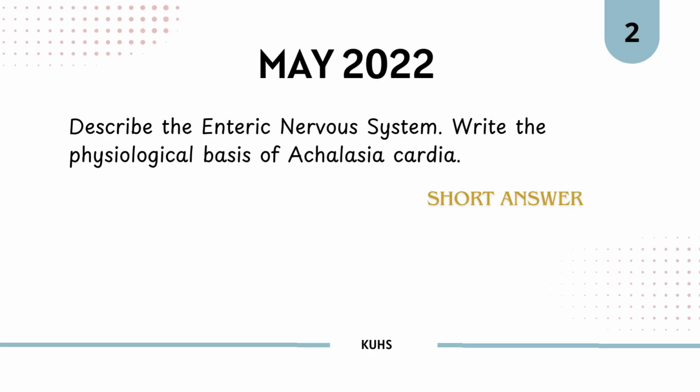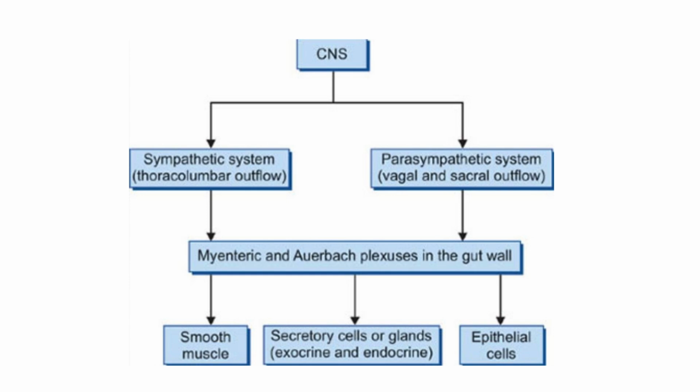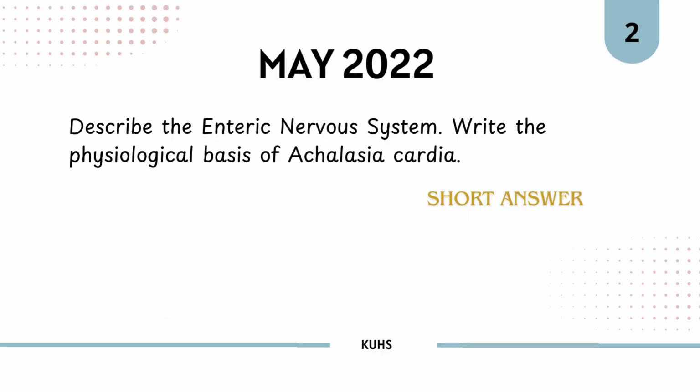So the next question is the enteric nervous system. It is usually asked as a short answer. This was asked in May 2022 in the university exam along with the physiological basis of achalasia cardia. When we get this question, we know that the enteric nervous system is called the mini brain of the gut because it can function independently.